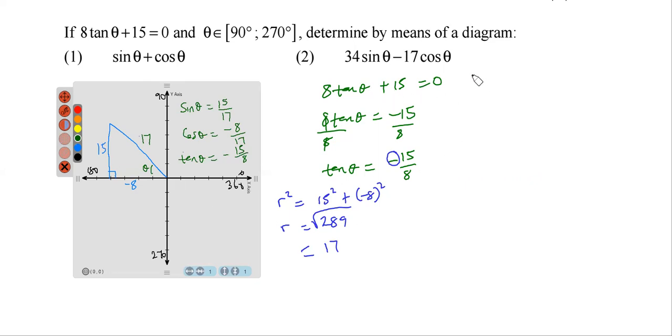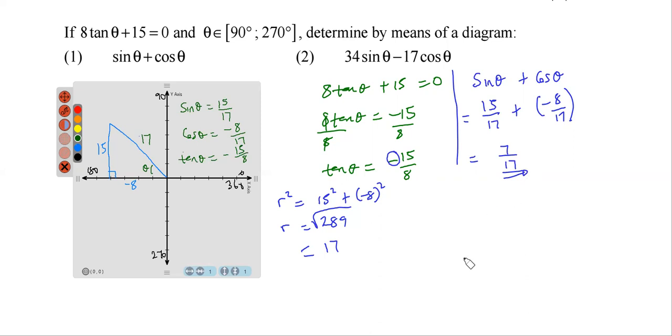Now we can move on to the next step, answering the questions. How do we answer this? Sine theta plus cos theta. We already have the values of sine theta and cos theta. Sine theta is 15 over 17 plus cos theta, which is -8 over 17. It's just 15 minus 8, which gives you 7. So it's going to be 7 over 17. That becomes your answer there.